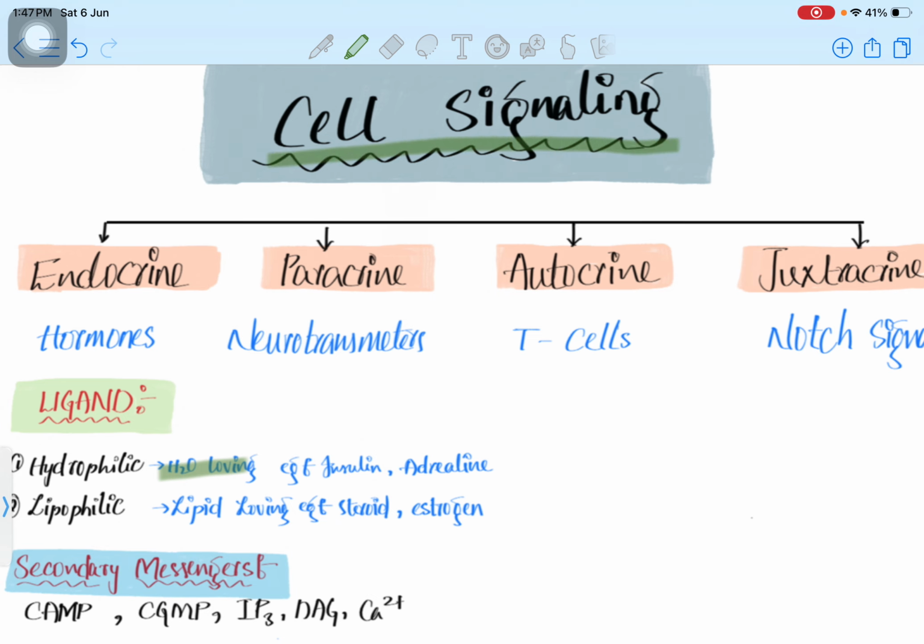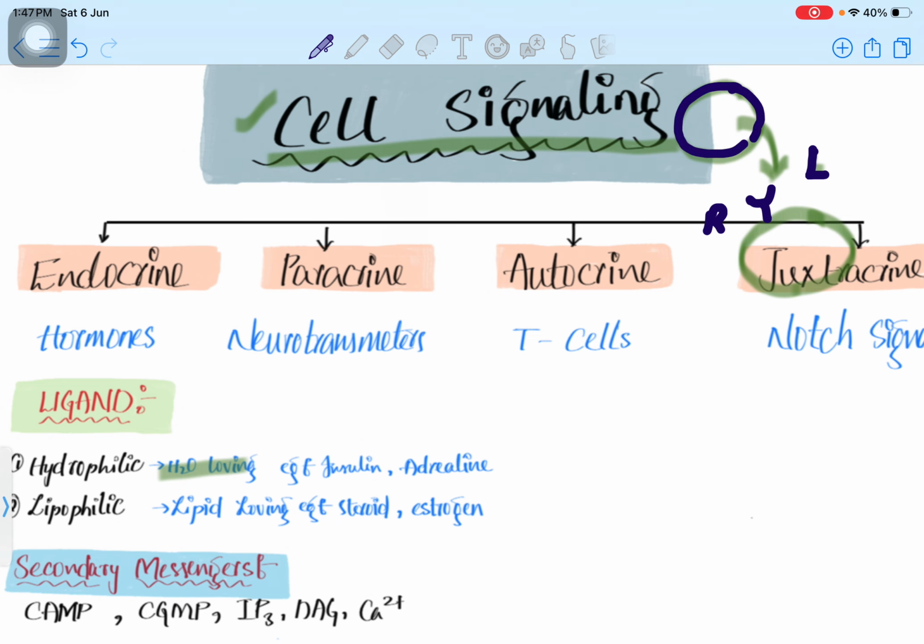First, we need to know what cell signaling is. See, cells need to communicate with each other, as you and I are communicating so that we can understand each other, what we want and what we are expecting from each other. In the same way, cells try to communicate with each other. In this process, they release something. That released thing is known as a ligand, and whoever receives it is known as a receptor.